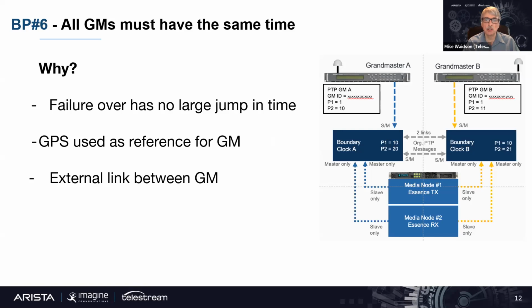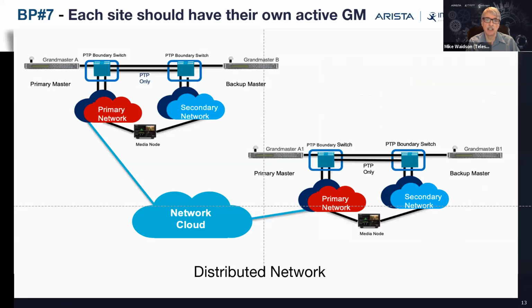There should be an external link between the two boundary clock switches specifically for PTP, so that the GM will be used across the network based on the best master clock algorithm. Since both devices are locked to GPS and have priority 1 and 2 as shown, then Grandmaster A would be chosen and Grandmaster B would be in passive mode in this case. Now let's take a look at the next slide. So in this particular case, we're going to widen that to a larger network.